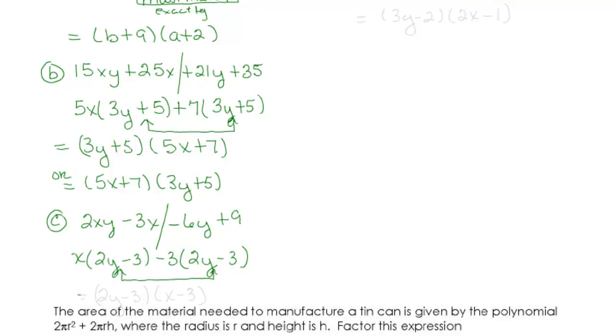2y minus 3 must match. And then what's left over? X minus 3. Any questions with this one? We're going to do one more of this factor by grouping.